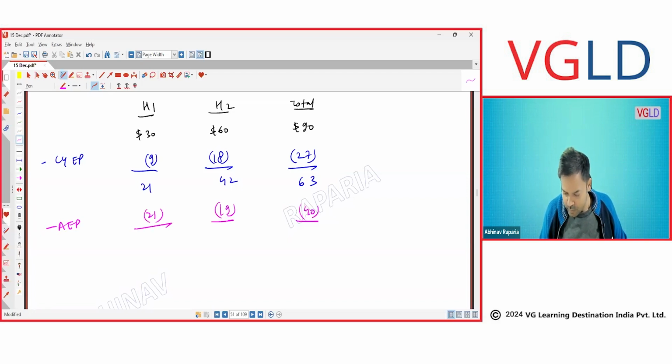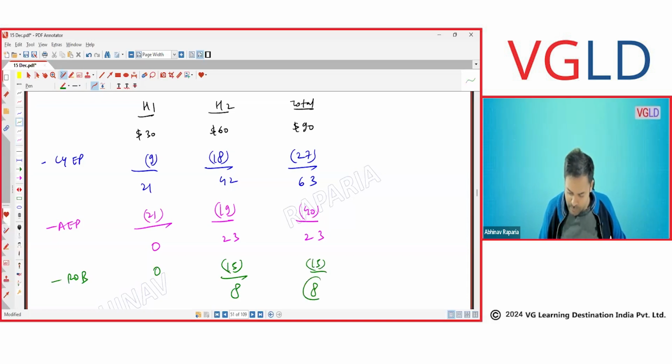23, 23. Then I'm having a reduction of bases. How much? 0, 15. This is 8. Absolutely right. This is coming all from here. Is that okay? Shalini, is that okay?